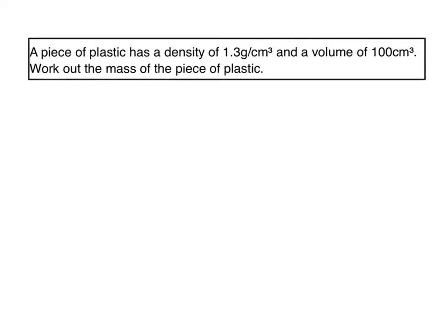A piece of plastic has a density, get my highlighter, density of 1.3 grams per centimetre cubed, and a volume of 100 centimetres cubed. Work out the mass. So we're going to use our triangle, and remember the little jingle is monkey victory dance.